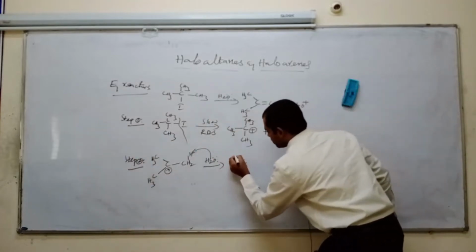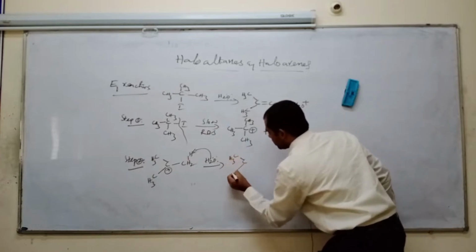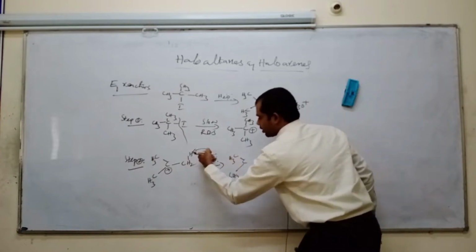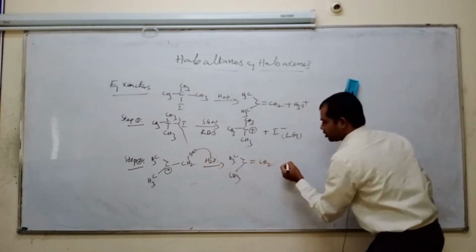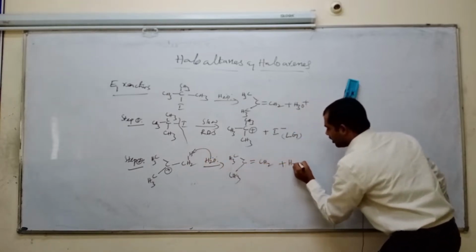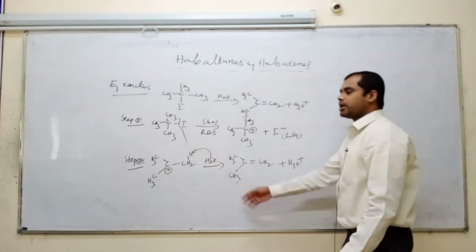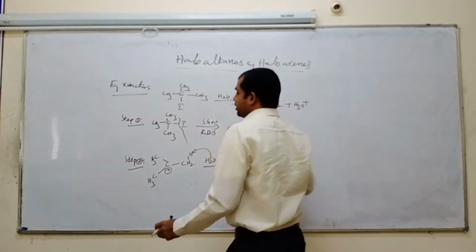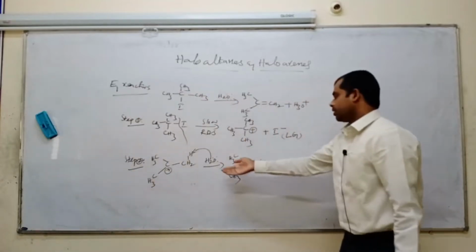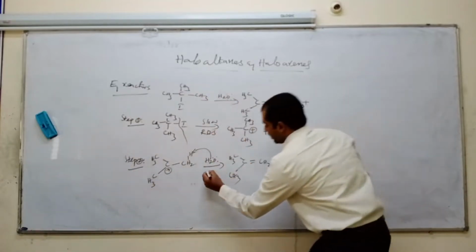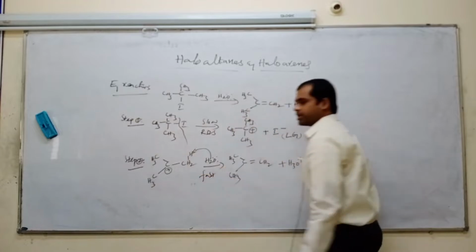Here the carbon has a CH3 group. Here a proton is removed, the single bond becomes a double bond to form CH2, and they form the hydronium ion. This is the process that takes place in E1 reactions. So the first step is the slow step, and the second reaction takes place fast.